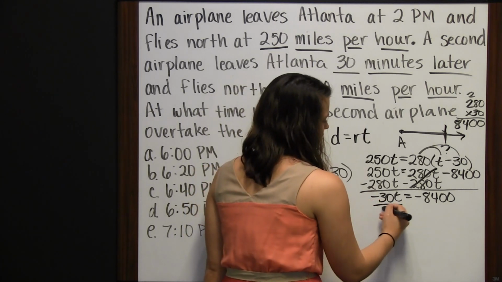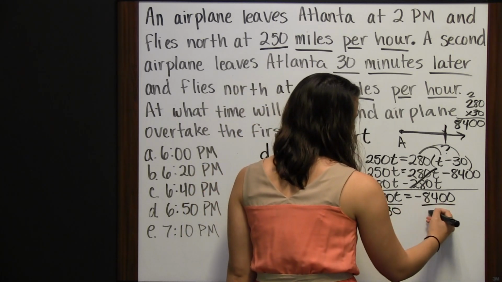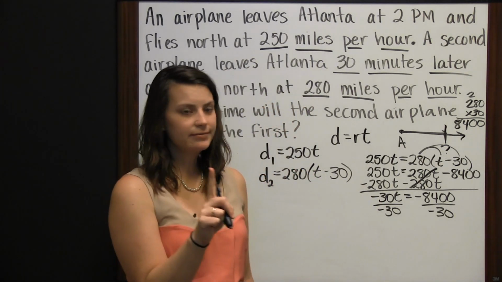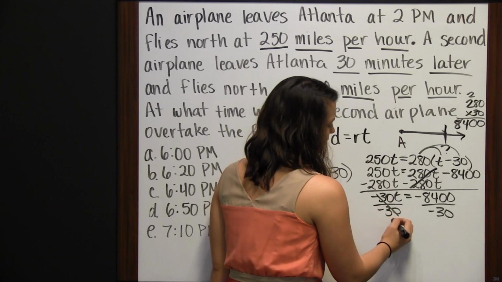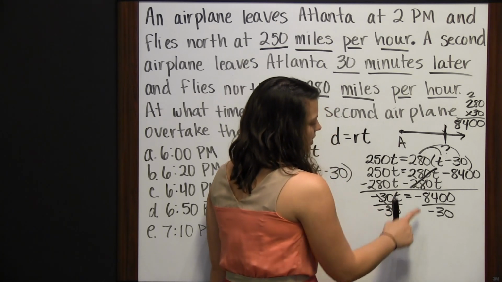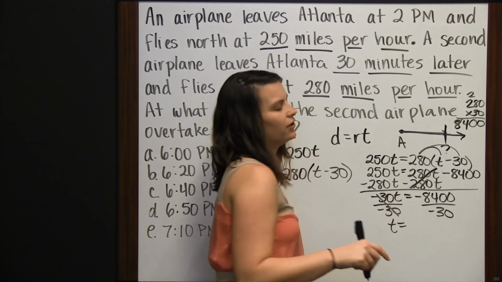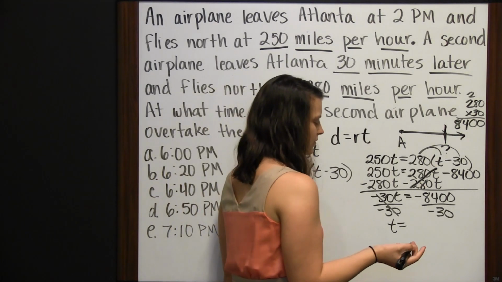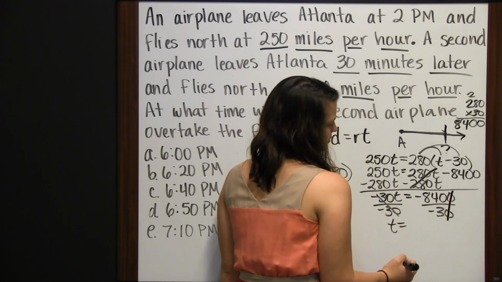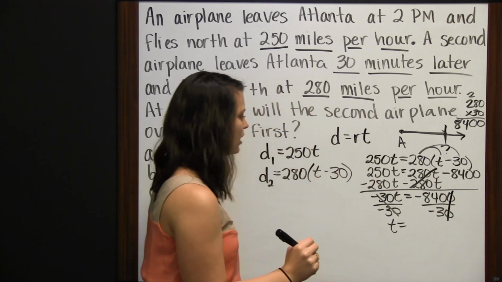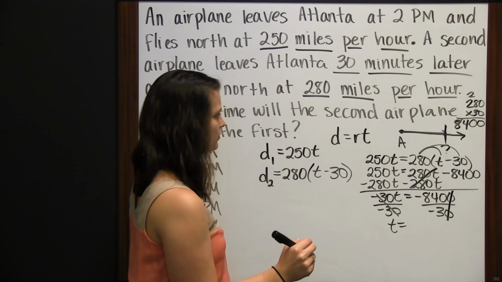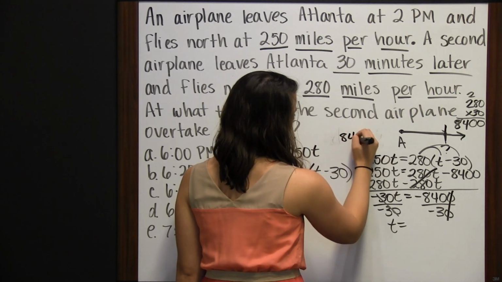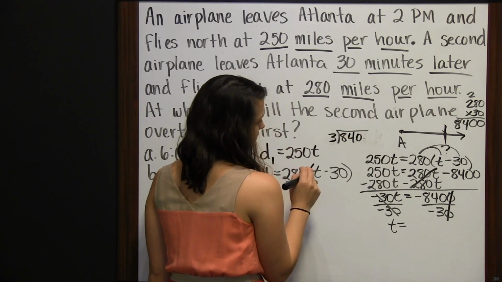To solve for t, then, we need to divide both sides by negative 30. Negative 30 divided by negative 30 is 1, times t is simply t. Negative 8,400 divided by negative 30. First of all, a negative divided by a negative is a positive. Then we can cancel a 0, and really all we have to do is divide 840 by 3. I'm running out of space here, so I'm going to get rid of this so we can divide 840 by 3.